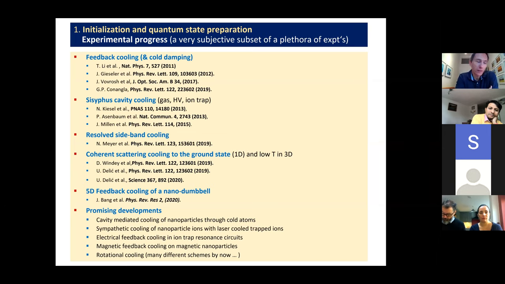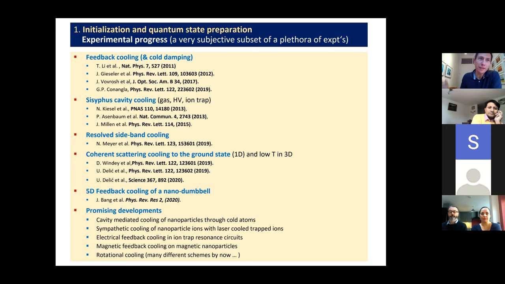Then there's cavity cooling of the Sisyphus type, which we have also been doing in my group. There has been progress over the years. It's not yet in a ground state with this technique that we're working on with micro cavities. Again in Spain, there was resolved sideband cooling, and big progress was seen also in Markus Aspelmeyer's group on coherent scattering cooling to the ground state. Very close to that, also Lukas Novotny's group. And most recently, even 5D feedback cooling on Yanan and dumbbells in Tongcang Li's group. 5D because you have two rotation degrees of freedom.